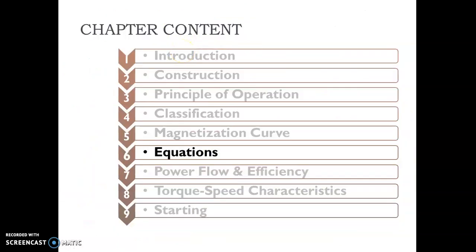Next, our content will be the equations of DC machines. What are the different types of equations? Power flow and efficiency, torque, speed characteristic, and starting. These are the two units that I am covering, the 3rd and 4th. I will discuss the equations later on, how the equations of a DC machine are related: terminal voltage, armature voltage, armature resistance, and armature current all have a relation that I will discuss using Kirchhoff's current law and Kirchhoff's voltage law.